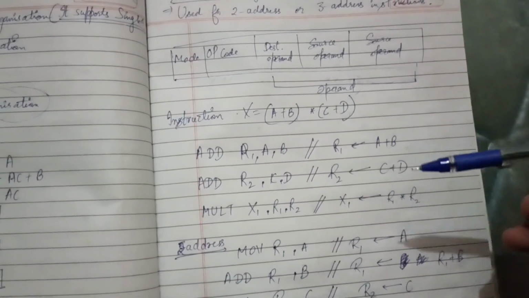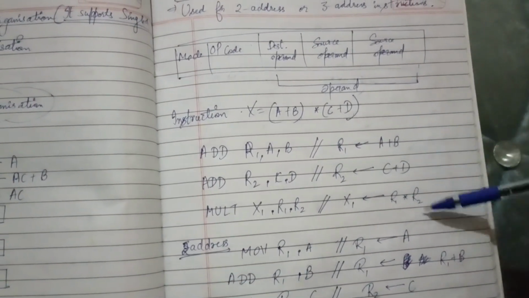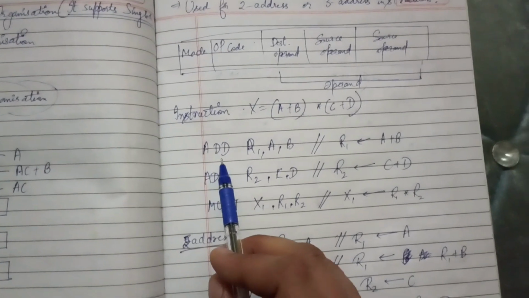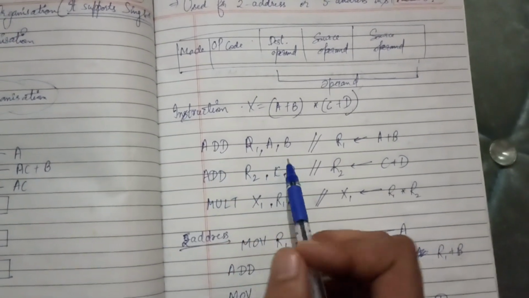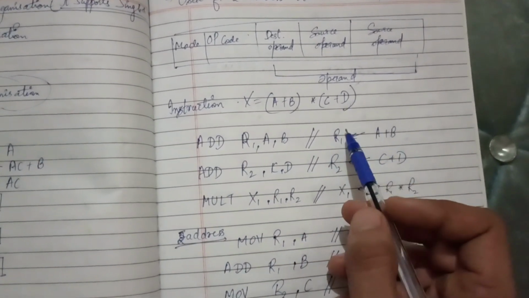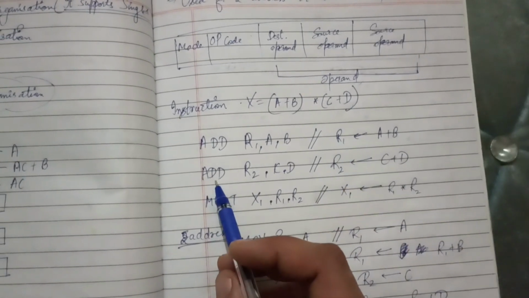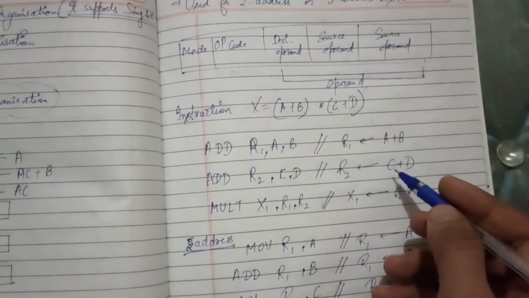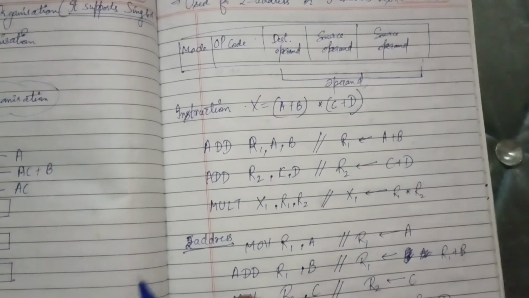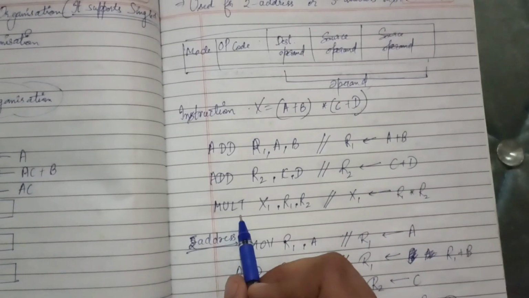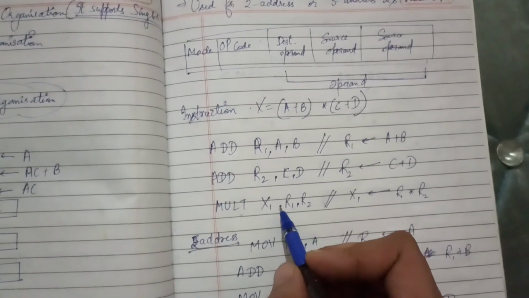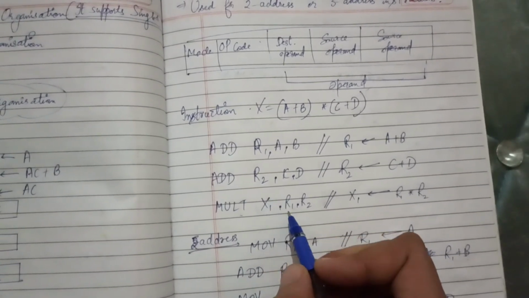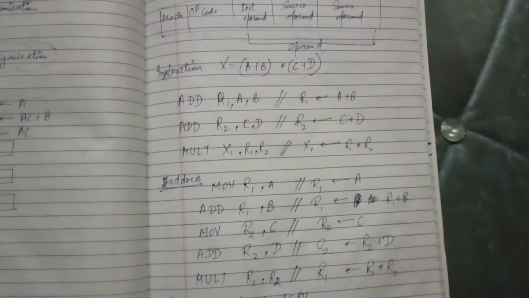In 3 address, we can do this by ADD R1, A, B. So A plus B will be transferred to R1, and again we take ADD R2, C, D. C plus D will be transferred to R2. Then we have MUL X, R1, R2, where R1 into R2 will be stored in X.